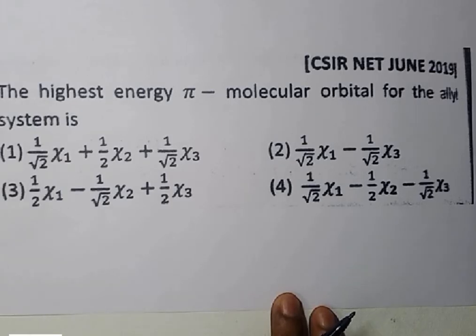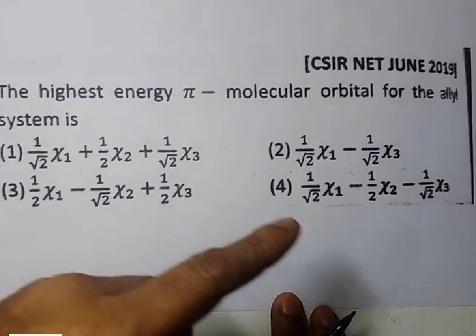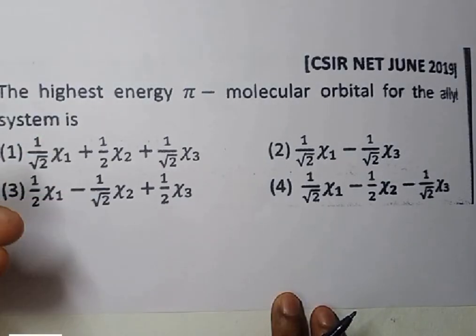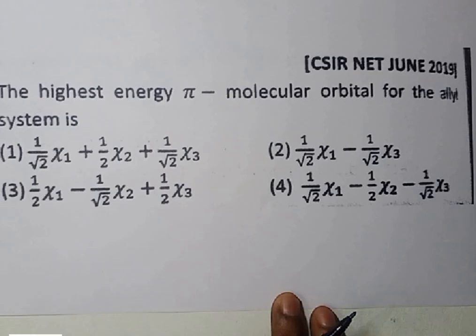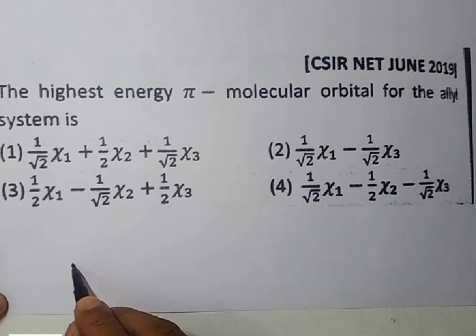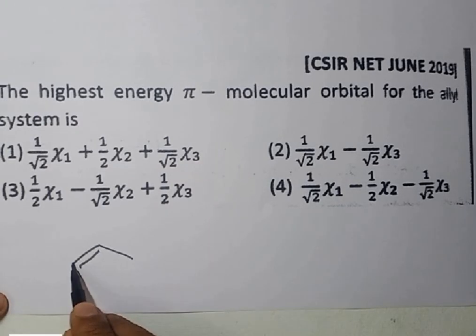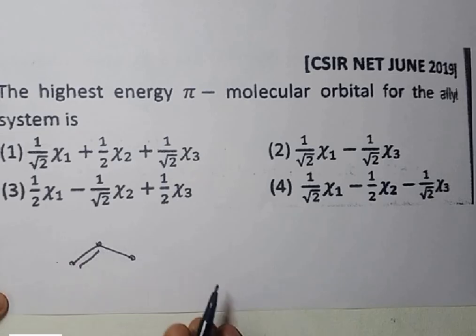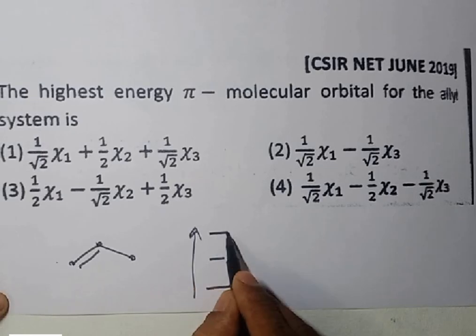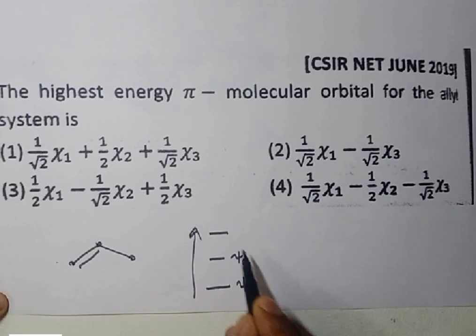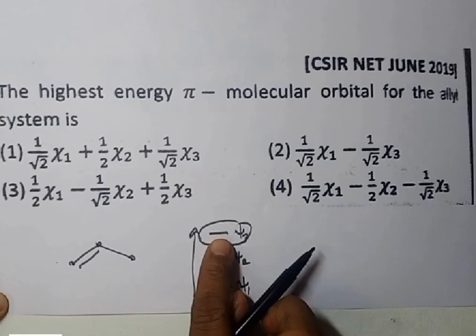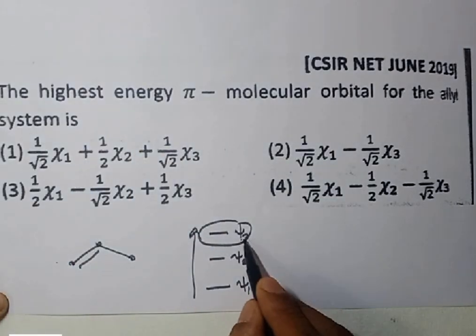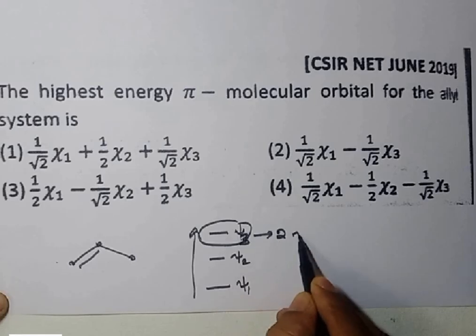What is the highest energy pi molecular orbital for the allylic system, whether allyl cation, allyl anion or allyl radical? Since it is an allylic system, there are 3 carbon atoms, so 3 p orbitals are involved, and you will get 3 molecular orbitals: psi 1, psi 2, psi 3. The highest energy molecular orbital is psi 3, therefore there should be 2 nodes.